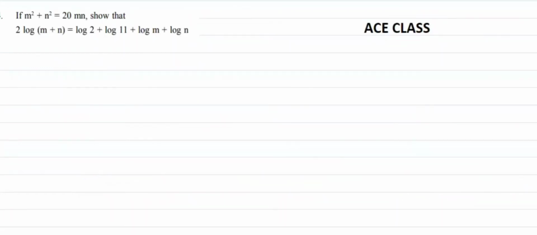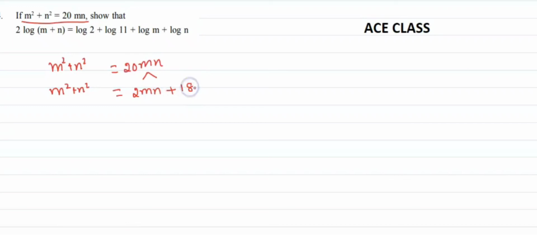Next, m square plus n square is equal to 20mn. Okay. Now this one, show that 2 times log of (m plus n) equals log 2 plus log 11 plus log m plus log n. So if it is a condition, we need to use this. So m square plus n square is equal to 20mn. So this I'll write as m square plus n square will be equal to this 20, I'll split it as a sum of two numbers, that is 2mn plus 18mn.